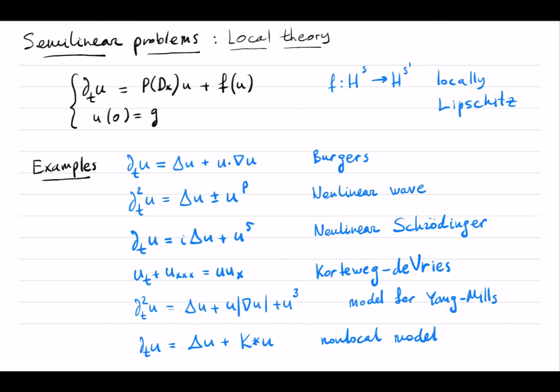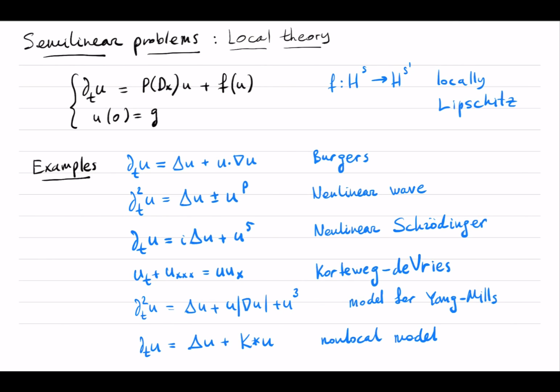Today we will talk about the classical local theory of semilinear problems. The problem is very similar to the linear inhomogeneous equation, except that the inhomogeneous term now can depend on the solution U in a nonlinear way even. So in general, this F is going to be mapping between two Sobolev spaces.